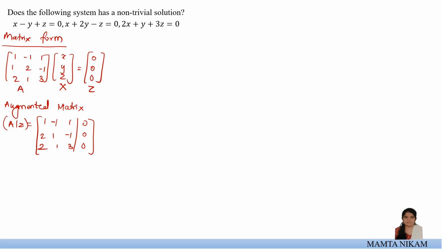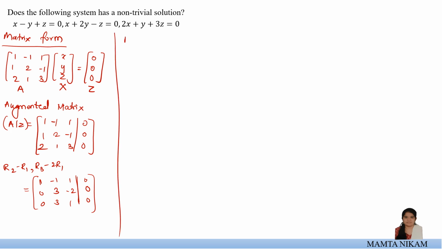So what transformations can we perform here? We can perform R2 minus R1 and R3 minus 2R1. So this transformation gives 1 minus 1 1, 0 2 plus 1, that is 3, minus 1 minus 1, minus 2. Then 2 minus 2 is 0, 1 plus 2, that is 3, and 3 minus 2, that is 1. Now this is also 3, so it is a simple one.